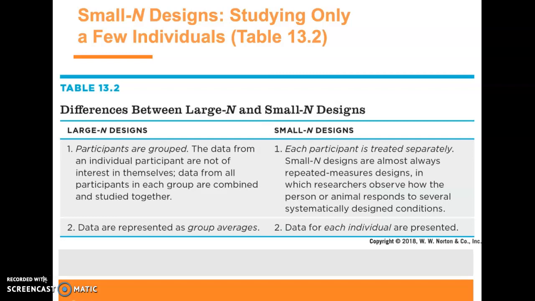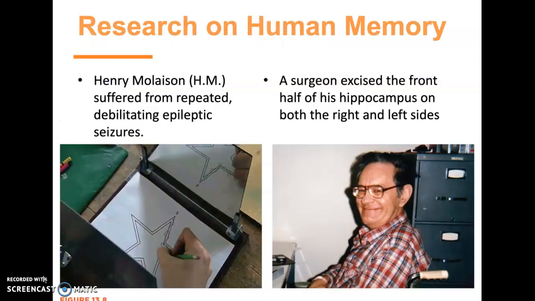Basically, in large n designs, we treat the participants as a group, so we don't take out data just from an individual participant to present. Everything is aggregated. We present the data as group averages. Whereas in the small n designs, each participant is treated separately, and we do present the data for each individual.